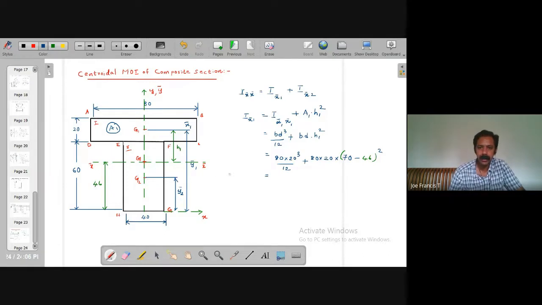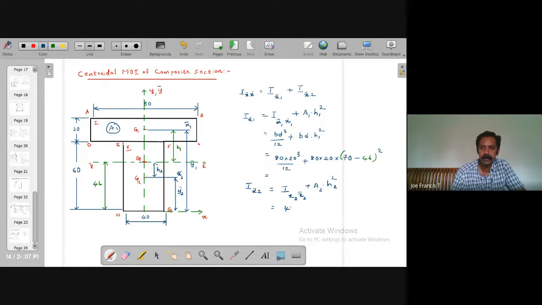Similarly, you can find I x bar 2. നമ്മൾ എന്ത് ചെയ്യണം? അതിന്റെ ഒരു സെൻട്രോയിഡ്, ഇതാണ് സെക്കൻഡ് ഫിഗറിന്റെ സെൻട്രോയിഡ്. ഈ ആക്സിസ് ആണ് x2 bar ആക്സിസ്. സോ ഐ പുട്ട് ഇറ്റ് ആസ് I x2 bar plus a2 into h2 squared. ഈ കേസിൽ h2 എന്ന് പറയുന്നത് ഇവിടെ നിന്ന് ഇവിടം വരെയുള്ള ഡിസ്റ്റൻസ് ആണ്. ഈ ഡിസ്റ്റൻസ് ആണ് h2. ക്ലിയർ? അപ്പോൾ x2 bar again BD³/12.